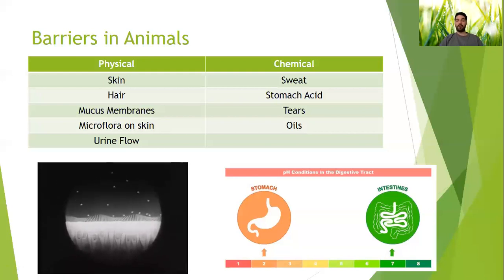We've also got something called microflora, which is bacteria that grows all over our skin. And even something like urine. When we urinate, it can actually flush out pathogens from inside of our system as well. Some of the chemical ones that we have in animals would be things like sweat, stomach acid. Our tears are full of enzymes that break down pathogens, as well as, say, the oils that might be over our skin as well. So you can see in this diagram, different parts of our body have different pH levels, and that's a way to try and stop pathogens from being able to grow in that area.